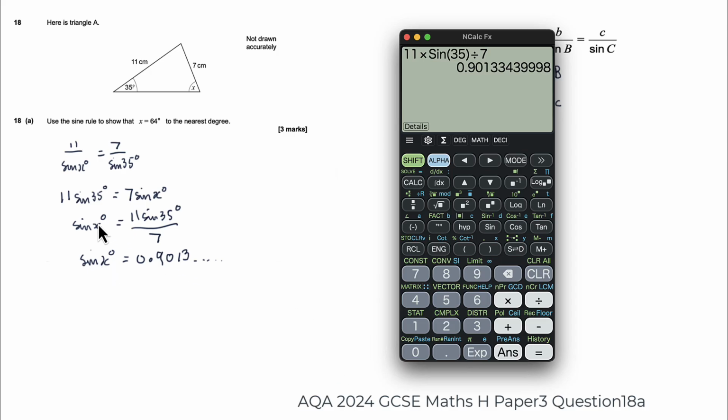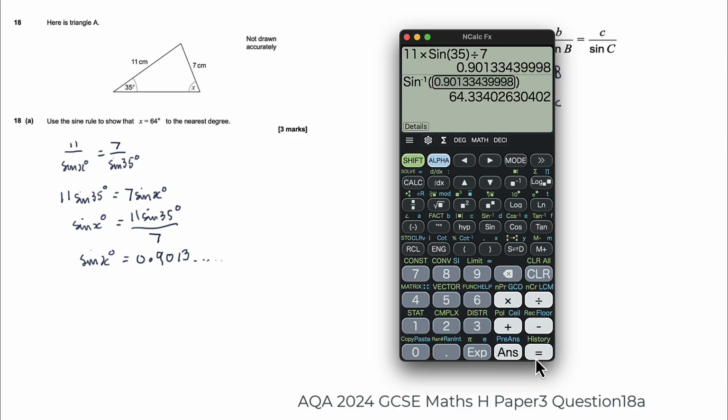Now, at this stage, we're wanting to get rid of the sine. In effect, we're saying what angle, we want just this angle, what angle has a sine of 0.9013? So the opposite of sine is sine to the minus 1. On your calculator, you'll find that as an option on your sine button just above it. What angle has a sine of? And that's accessed by using this shift key. So we need to do sine to the minus 1 to get rid of this sine so that you'll get x. And we do sine to the minus 1 of this answer. So shift key, what is the angle whose sine is this number?